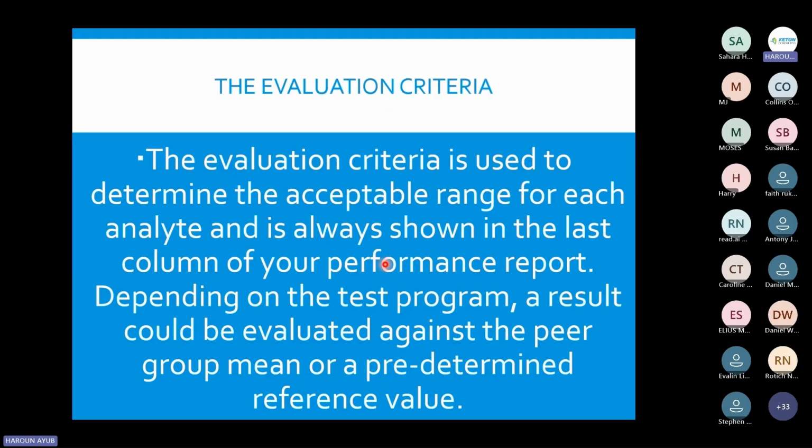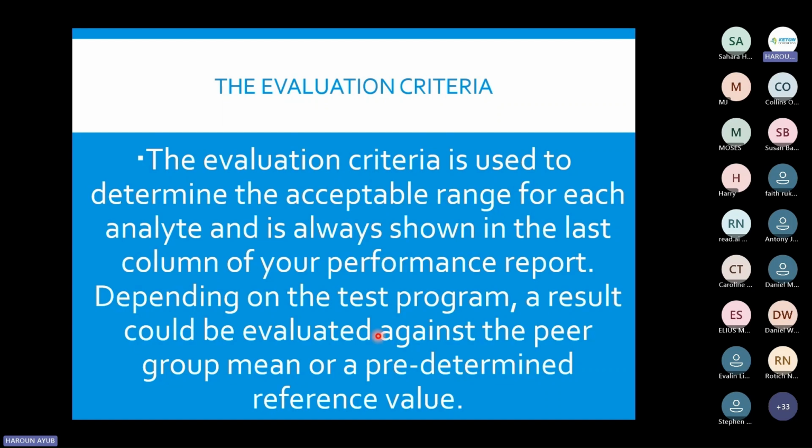So depending on the test program, our results may be evaluated against the peer group, or a predetermined reference value. So remember, sometimes you might find that in a program, they are not using the mean of the group results, but they are using a reference or certified value. This usually is dependent on the kind of results that were gotten, and we'll see later what affects the peer grouping or what affects whatever results are being used.